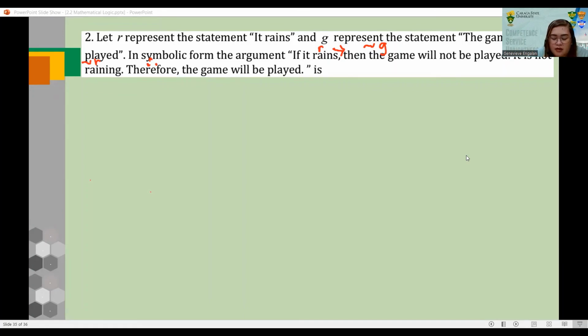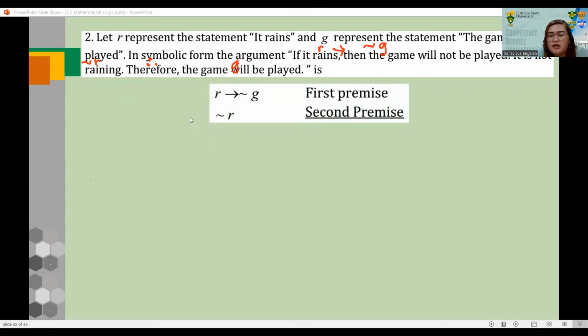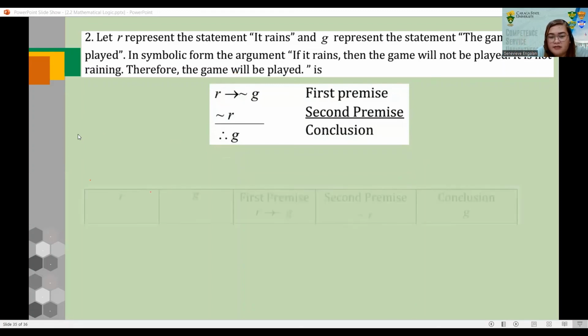Not, oh, this is G. Therefore, G. So, the argument: R implies G is the first premise. The second premise is not R. Therefore, G. So that is our conclusion. Okay, so let's have the truth table for this.